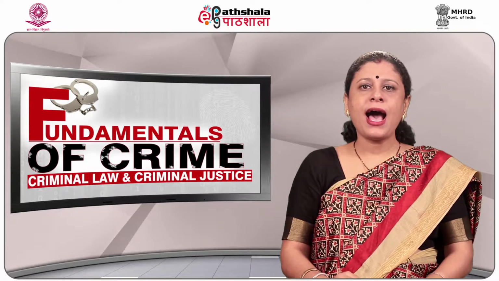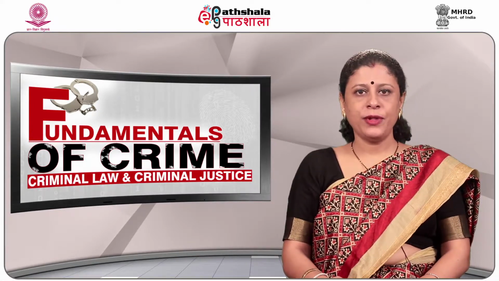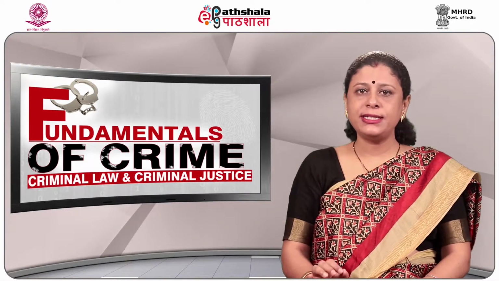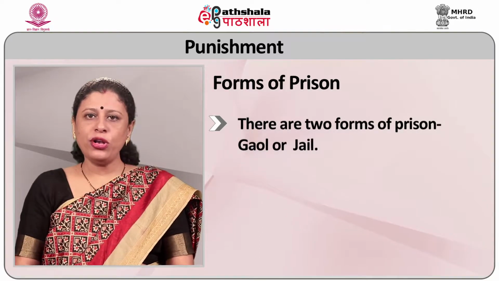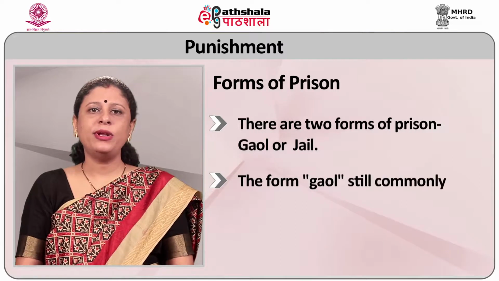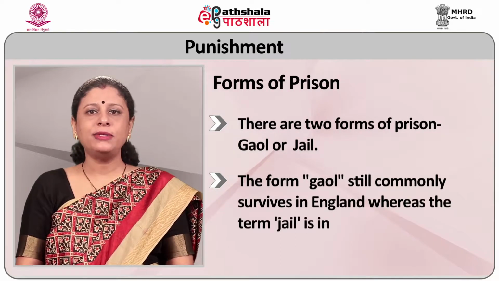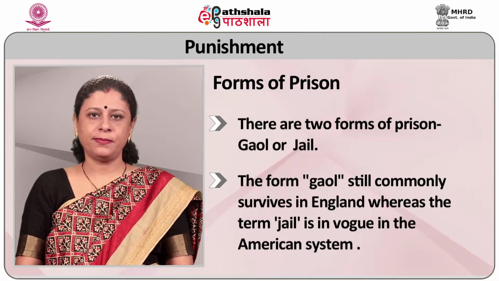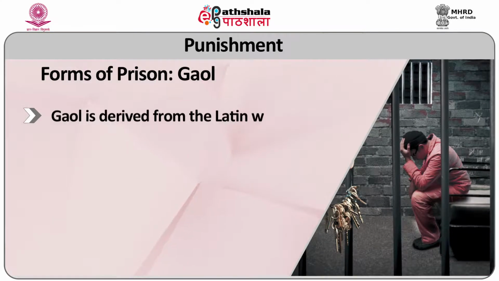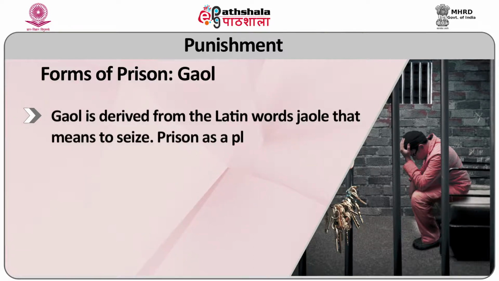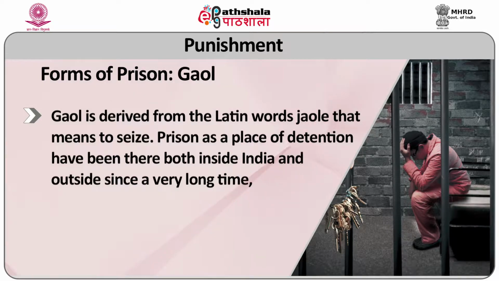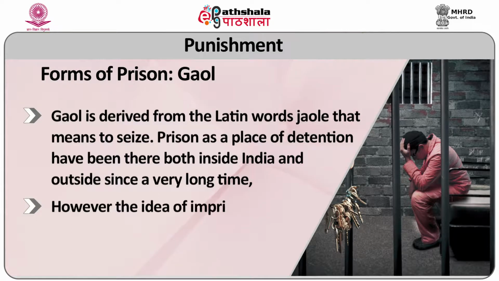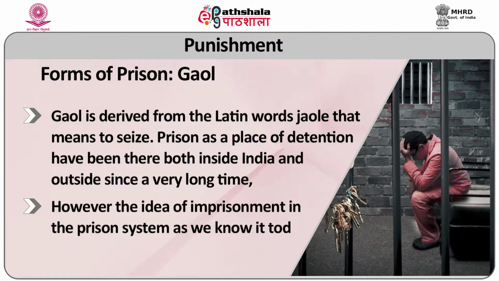Punishments in society are as old as civilization itself, though imprisonment as a mode of punishment per se was not always in use. There are two forms of the word, gaol or jail. The form gaol still commonly survives in England, whereas the term jail is in vogue in the American system. Gaol is derived from the Latin word, meaning to seize. Prison as a place of detention has been there, both inside and outside, for a very long time. However, the idea of imprisonment in the prison system as we know it today is not an old idea.